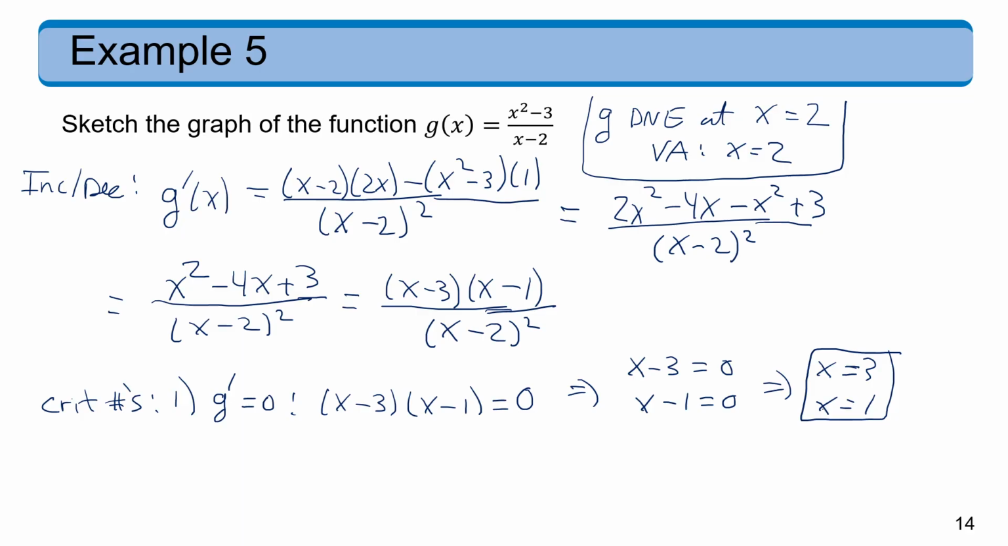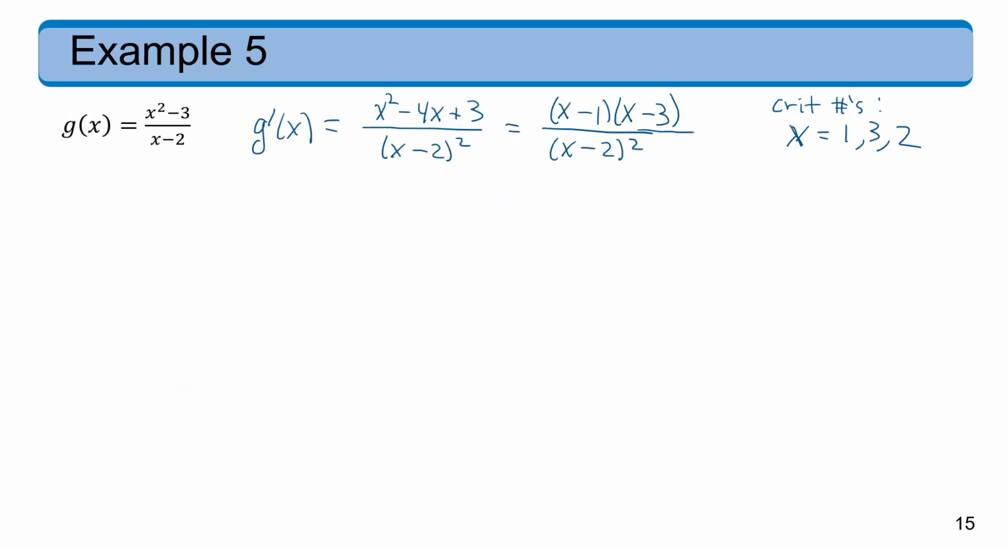Now let's check the second way we get critical numbers, values that make g prime undefined. So notice here, because we have a fraction, it would be undefined if the denominator is 0. So at x equals 2, this is another critical point. Okay, so the next step, we're going to create our number line, and we have 3 critical numbers to put on our number line. So we'll do that on the next slide.